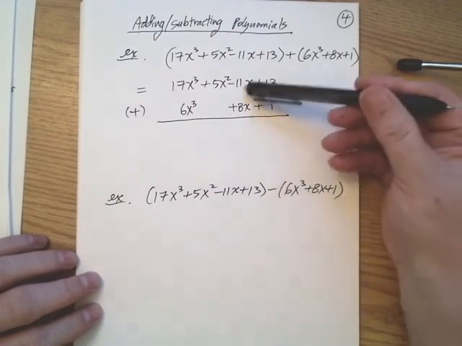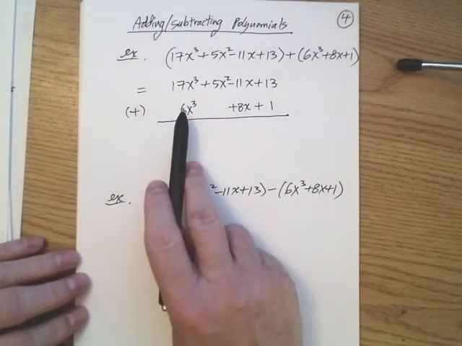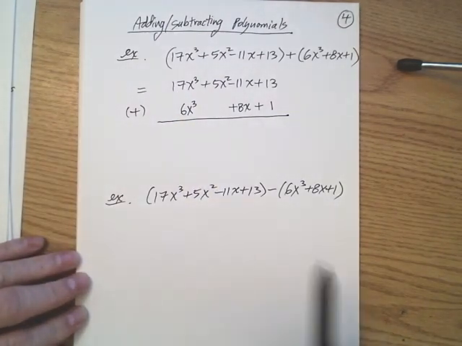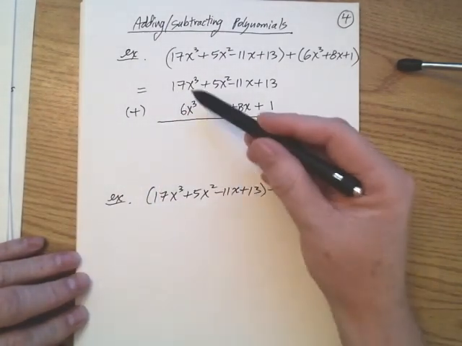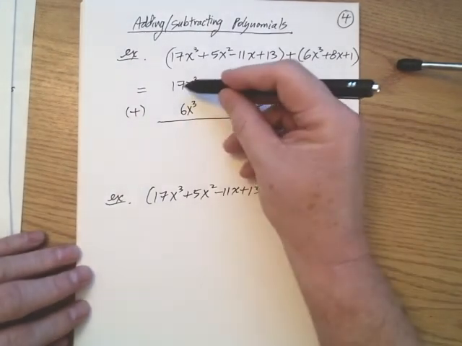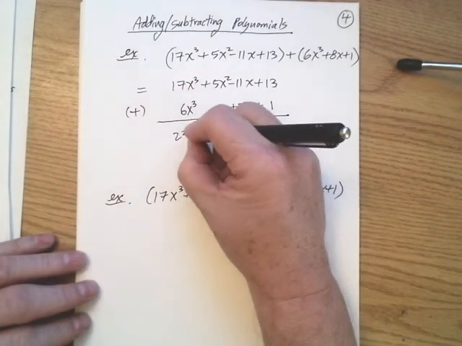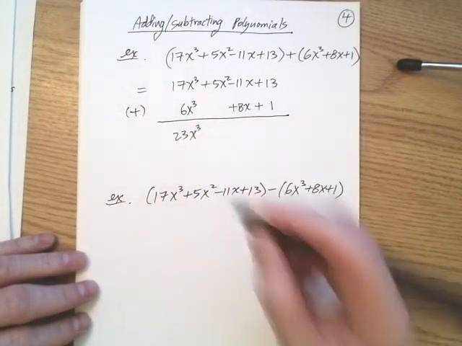So I'm saying they're like terms if they occur to the same power. In other words, if they have the same degree, the terms. Okay, so these are like terms, and then we just add them. Now using the distributive property, because these have what? A common factor of x cubed, I can simply add the coefficients. 17 and 6 is 23, so I get 23x cubed.